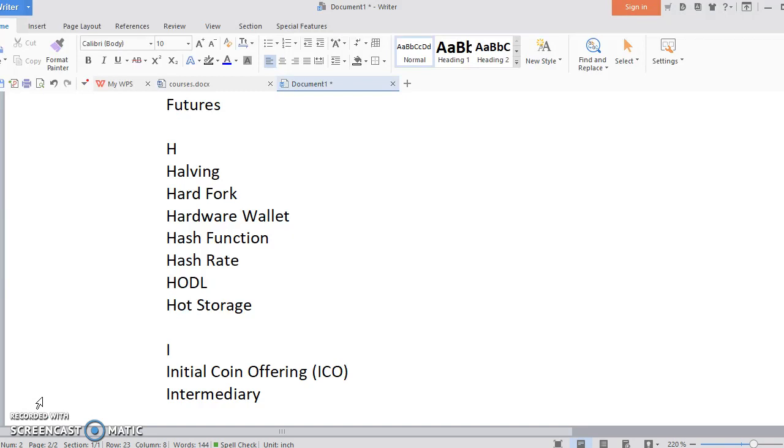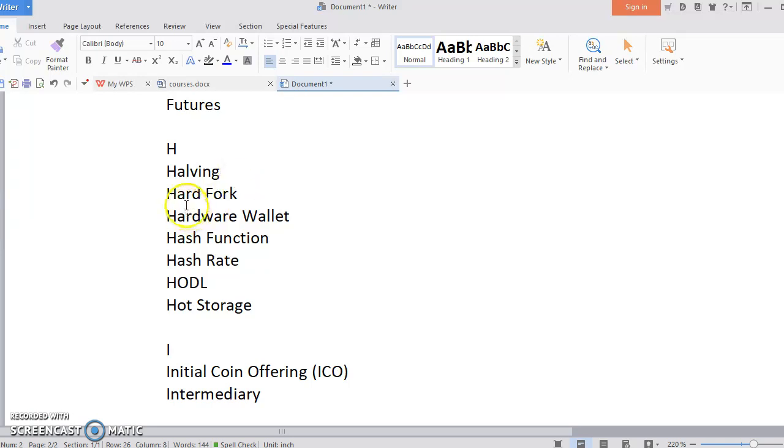Let's continue in our discussion with the terms. So we're talking about halving. What is halving? Halving is basically the way cryptocurrency is designed. Let's take Bitcoin for example. Every 4 years, the number of bitcoins that is available to the miners is cut. The next one is going to occur in 2020.